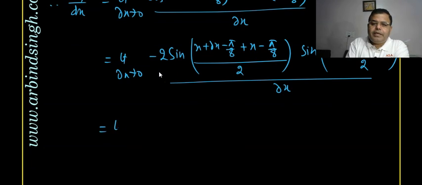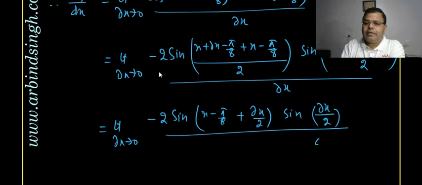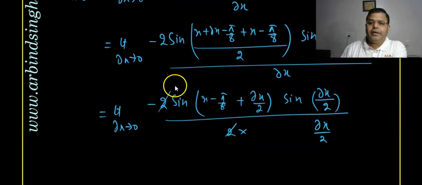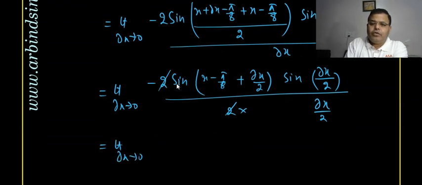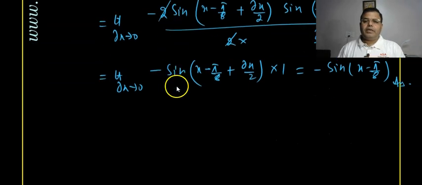This is nothing else but the limit delta x tends to 0 of minus 2 sine of (x minus pi by 8 plus delta x by 2), because 2 times of x minus pi by 8 divided by 2 will be x minus pi by 8 by 2. And here it will be sine of delta x by 2 whole divided by delta x by 2 and multiplied by 2. So this 2 and this 2 cancel out, and that will be 1. Now what is left is the limit delta x tends to 0 of minus sine of x minus pi by 8 plus delta x by 2, into 1, which is minus sine of x minus pi by 8, and that will be the answer to this question. So this is all about the first principle.